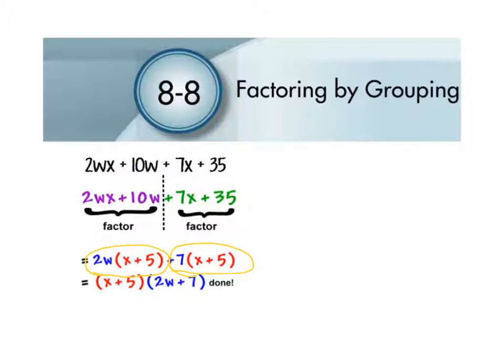I'm going to pull out the GCF of x plus 5. Since they both have an x plus 5, I'm going to pull that out in front right here, and then I write what is left. This still has the 2W, so I write it here. This has a plus 7, I write it right here. And that's the binomial, and that's your final factorization right here.